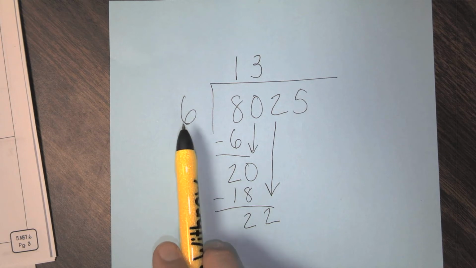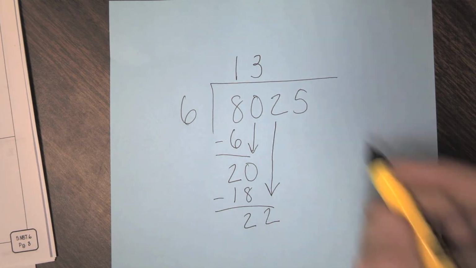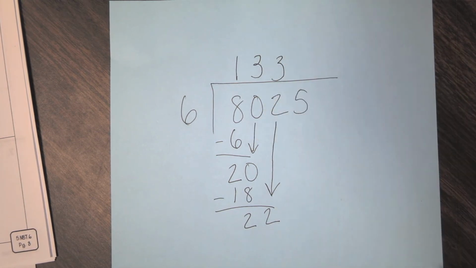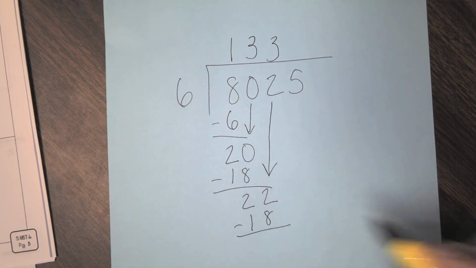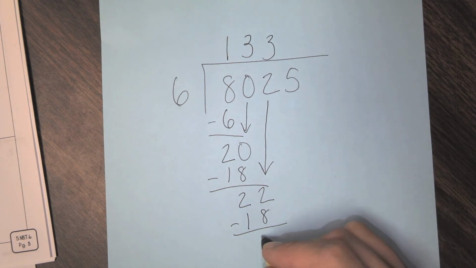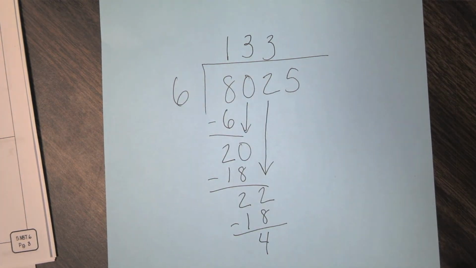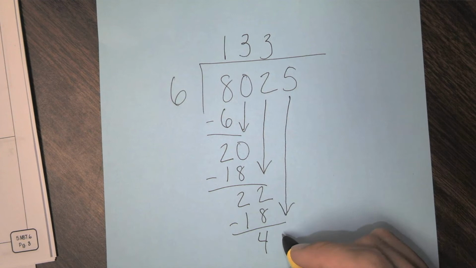How many times does 6 go into 22? 3 times. So that goes up there. So then 18 again, so we subtract. What's 22 minus 18? 4. Does that work? No, so we got to drop the 5.